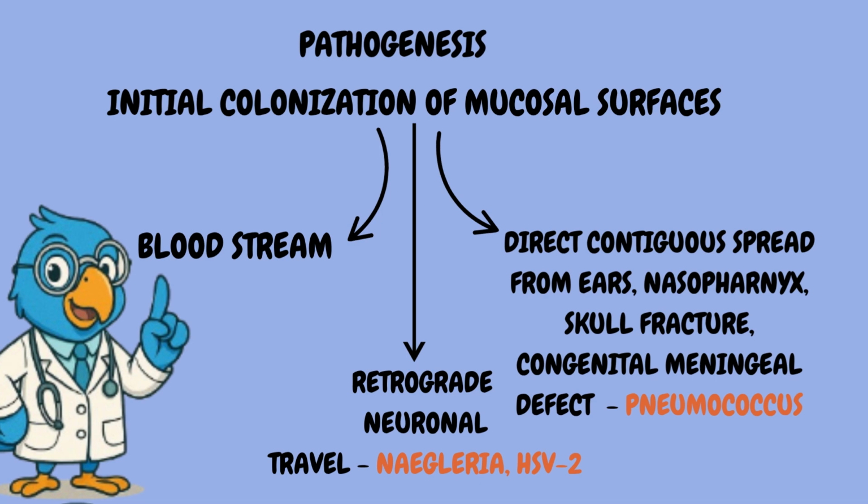First, replication and hematogenous spread through the bloodstream, which is the main route of viruses. Second, infection of the peripheral nerve followed by retrograde neuronal travel up the nerve to the central nervous system. Pathogens that use this are Naegleria fowleri via the first cranial nerve and the HSV2 virus. And third, direct contiguous spread through ears, nasopharynx, skull fractures, and congenital meningeal defects.